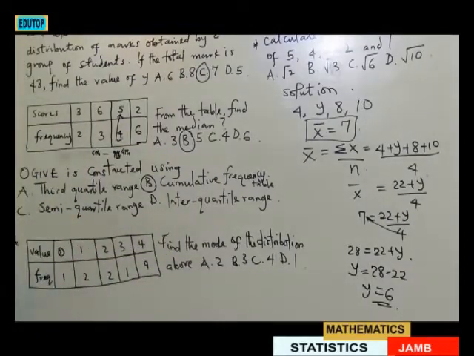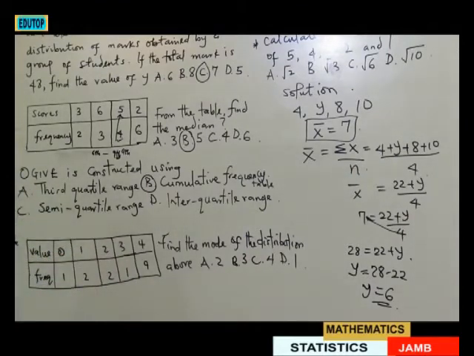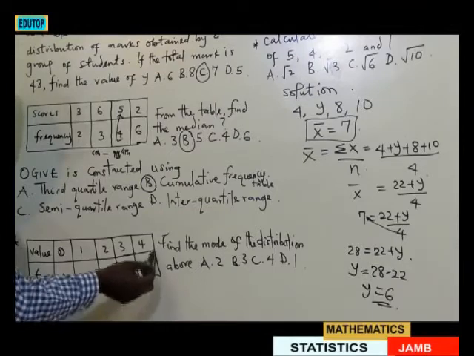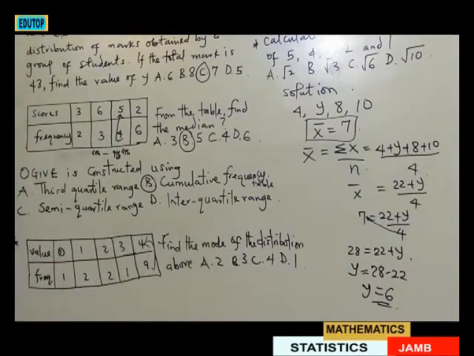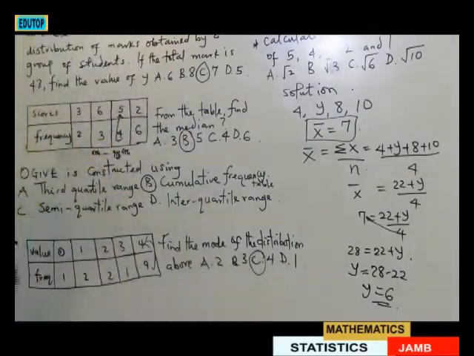Then the next question asks us that, by giving a table also, find the mode of the distribution above. So if you are looking for mode, what is mode? This is mode for ungrouped data or semi-grouped data, because sometimes you have a range of value. And how do we calculate the mode? Mode is the score or the value that has the highest frequency. So if we come here now, we discover that the highest frequency here is 9, and we trace the corresponding value there, and that is 4. So our answer here will be C.